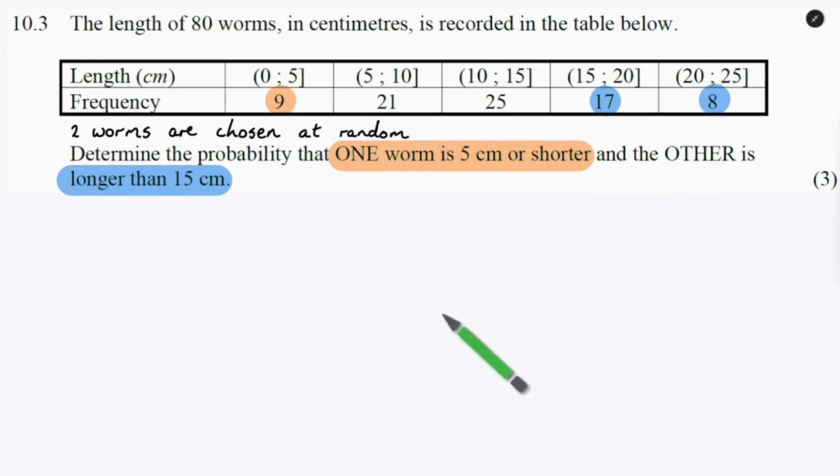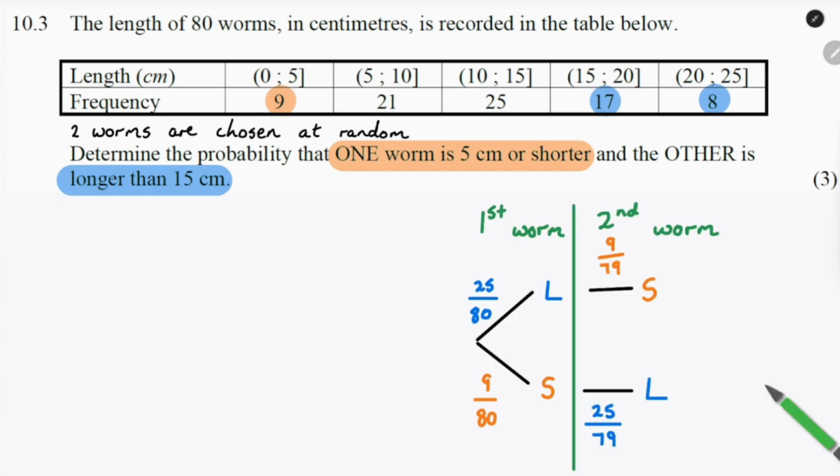So now I'm going to draw a quick tree diagram to help you understand what's happening. So I'm going to choose my first worm. Now the chance that I choose a long worm is 25 over 80. And then after that, I could choose the short worm. Now I don't have 80 worms anymore. I've only got 79 left because I chose one over here. And then I've still got 9 short worms. So I still have a probability of 9 on top there.